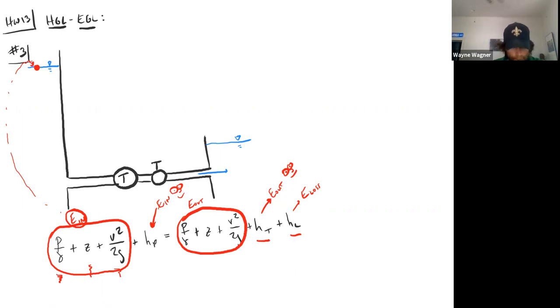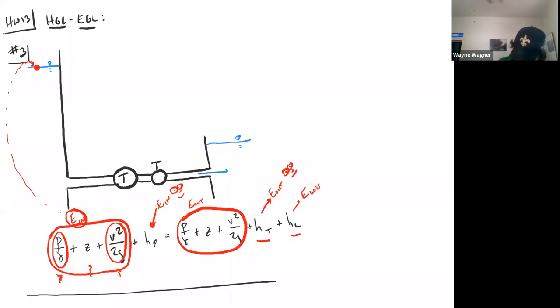Okay, and if I wanted to draw what's going on right there, how much energy do we have? Well, we've got the P on gamma, and right there, P on gamma is 0. V squared on 2g right there is 0. The only thing I've got right there is elevation. So if I were to plot this, let's create a datum somewhere way down here. This is my datum. Then I could say, at that point right there, this is my total energy. This is this whole thing right here.